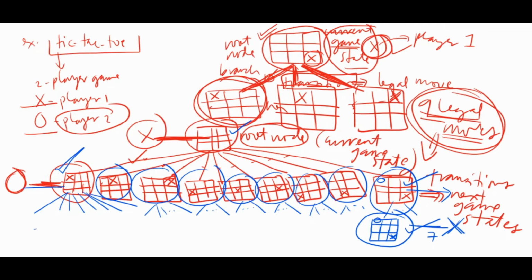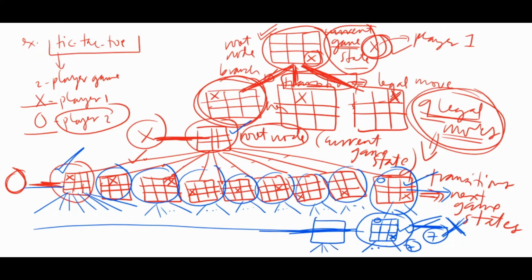So all the nodes on this level, including this one, when it is the time for player X to make the next move, each node on this level will have how many transitions to the next game states? There will be 7. Each of the nodes here will have 7 legal moves.